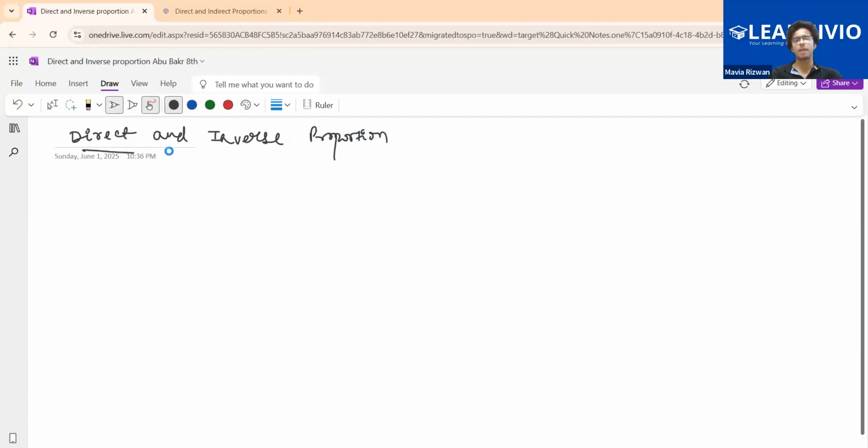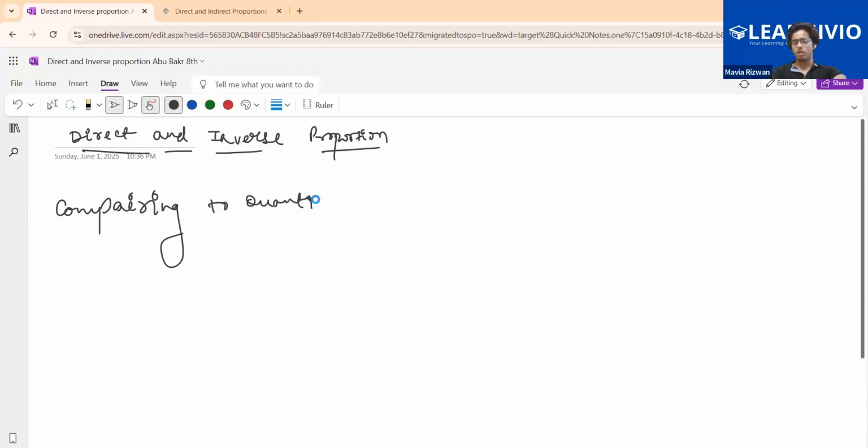So the name of the chapter is direct and inverse proportion. First of all, what is proportion? I'll tell you what is direct proportion and what is inverse proportion. But proportion is first of all comparing two quantities. That is known by ratio and proportion. You have studied this in the previous class, right? Comparing quantities to each other.